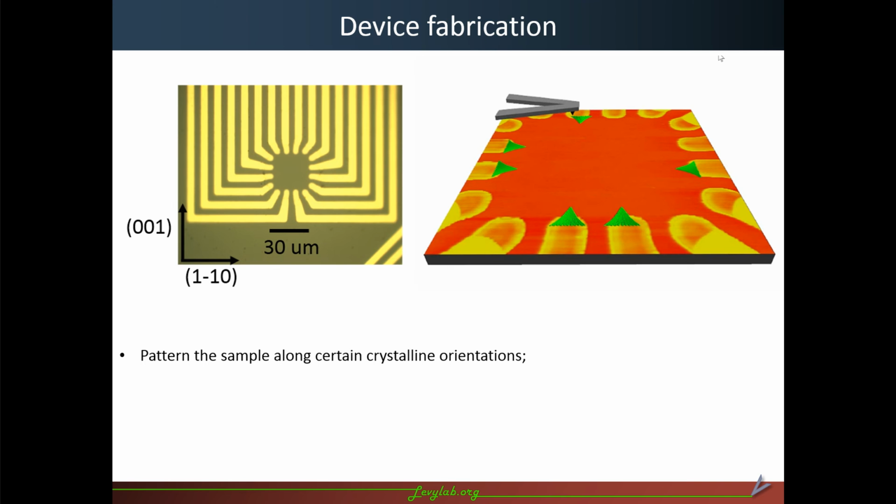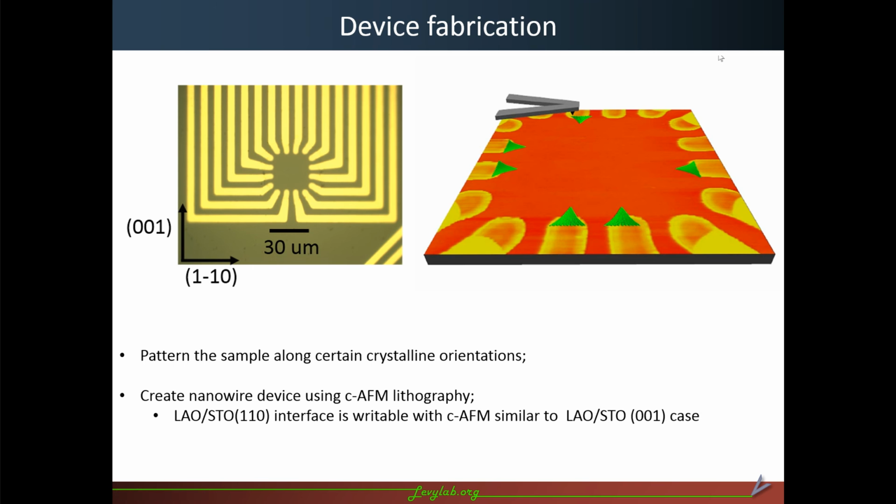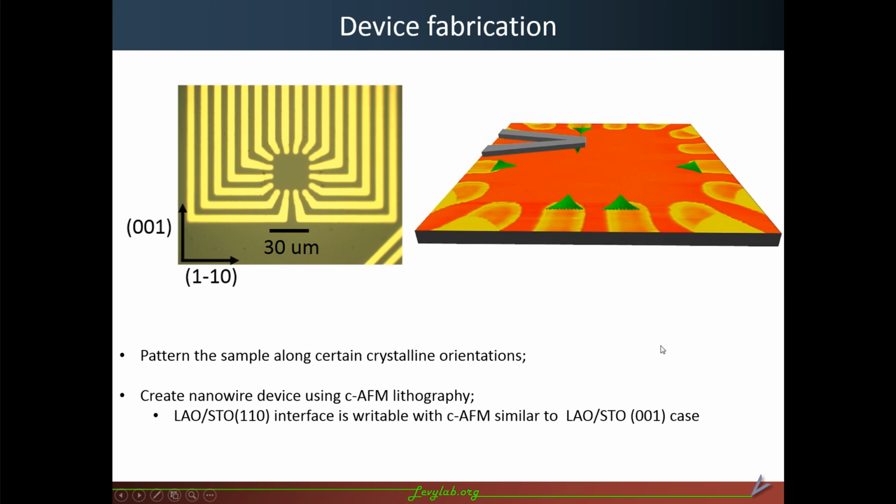To study this, we use our conductive AFM lithography technique to fabricate nanowires along two different in-plane crystal orientations. We have the sample patterned by 16 electrodes forming a 30 micrometer canvas for the conductive AFM lithography. And we can create nanowires, which is similar to the 001 case. So this is an animation showing how we make the nanowires.